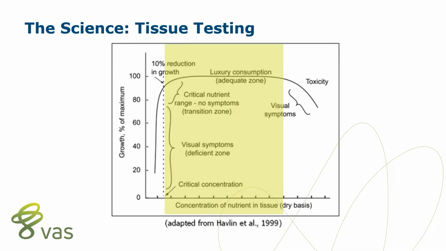To the far right, this is where a crop is entering the toxic zone. Take note that the amount between optimal and toxic is actually very small for micronutrients, and it's very easy to overapply, so make sure that you follow your product's labeled rates.